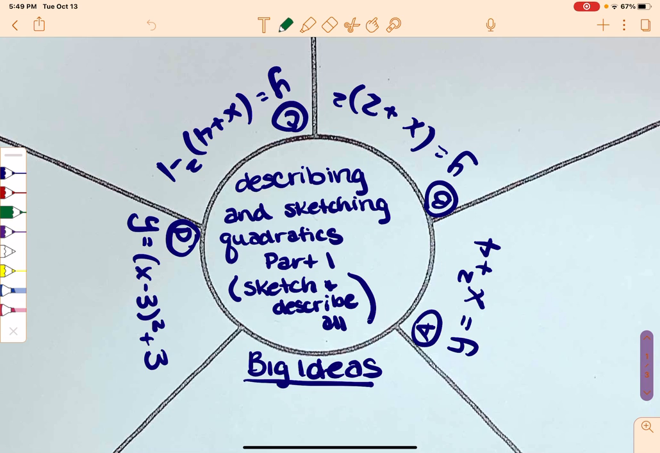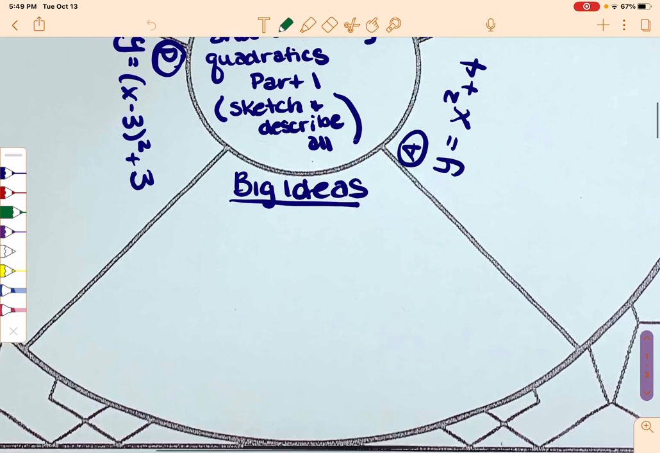Now I'm not looking for an actual graph with positive 2 over and positive 2 up. That's not what I'm going for. I'm going for using big ideas.